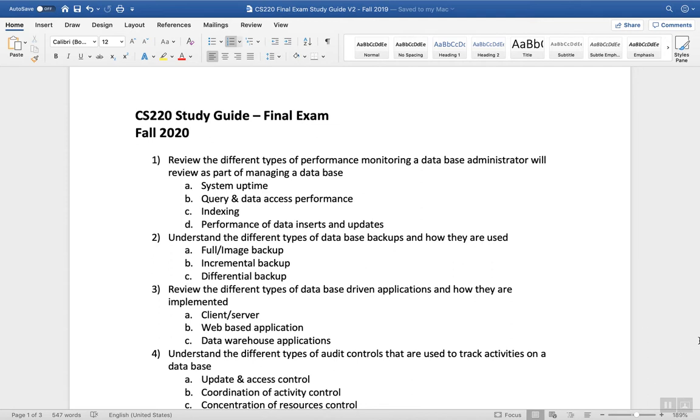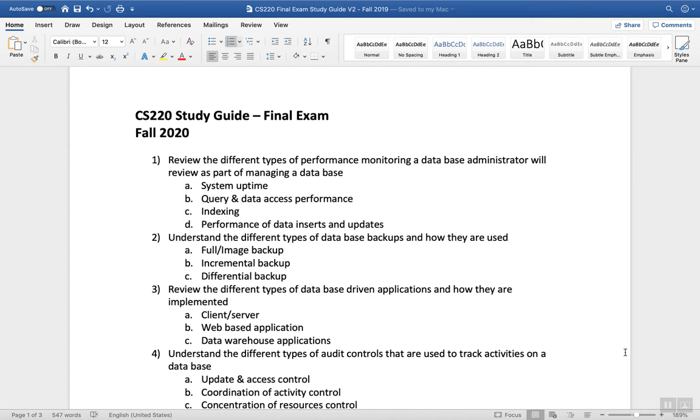Second thing, another area we talked about, is backups and the types of backups in the system. We have, for example, a full image backup, which is where you snapshot everything. You can use that backup as a source to recover the system in case it was damaged or you needed to move it to another location. With a full image backup, depending upon the size of the database, that can take a lot of time. So there's two other types of backups.